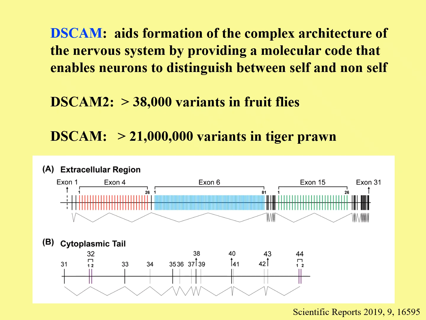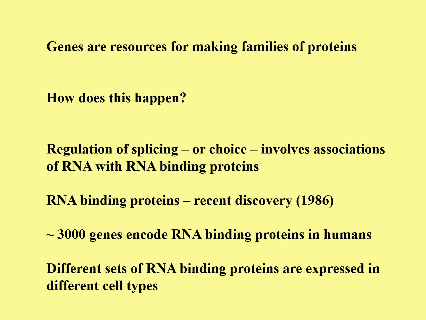This image from a recent research article shows the entire DNA sequence. The black and colored vertical lines represent protein coding sections of the DNA with introns in between. All the black vertical lines are included for each protein, but only one red, one blue, and one green line are used in making a protein. In this way, an enormous number of combinations are generated. So genes should be understood as resources for making families of proteins.